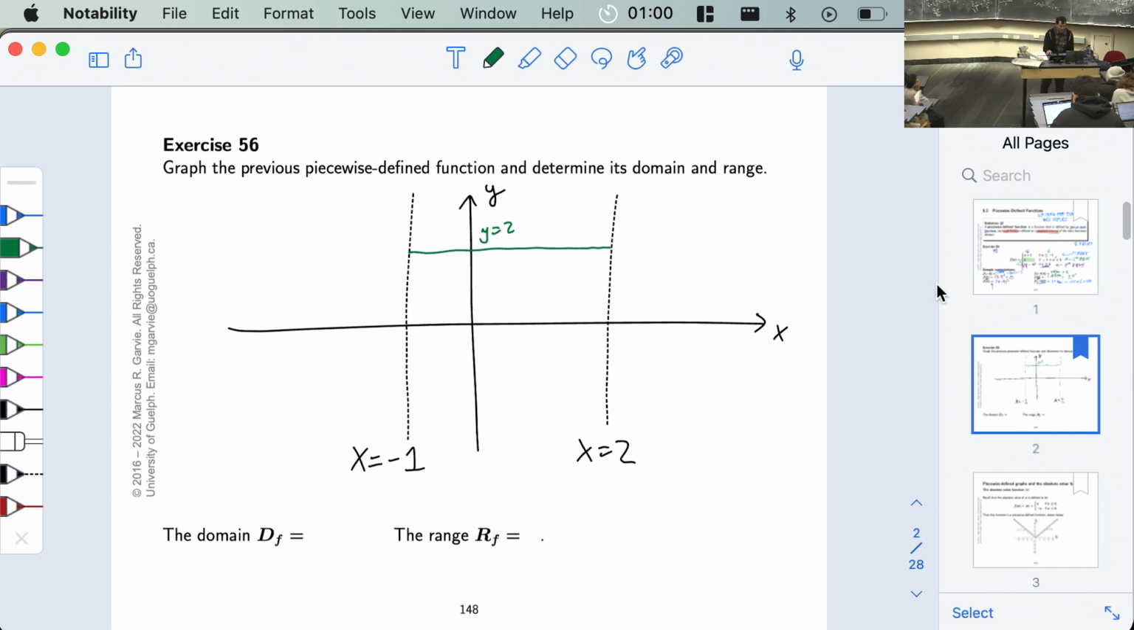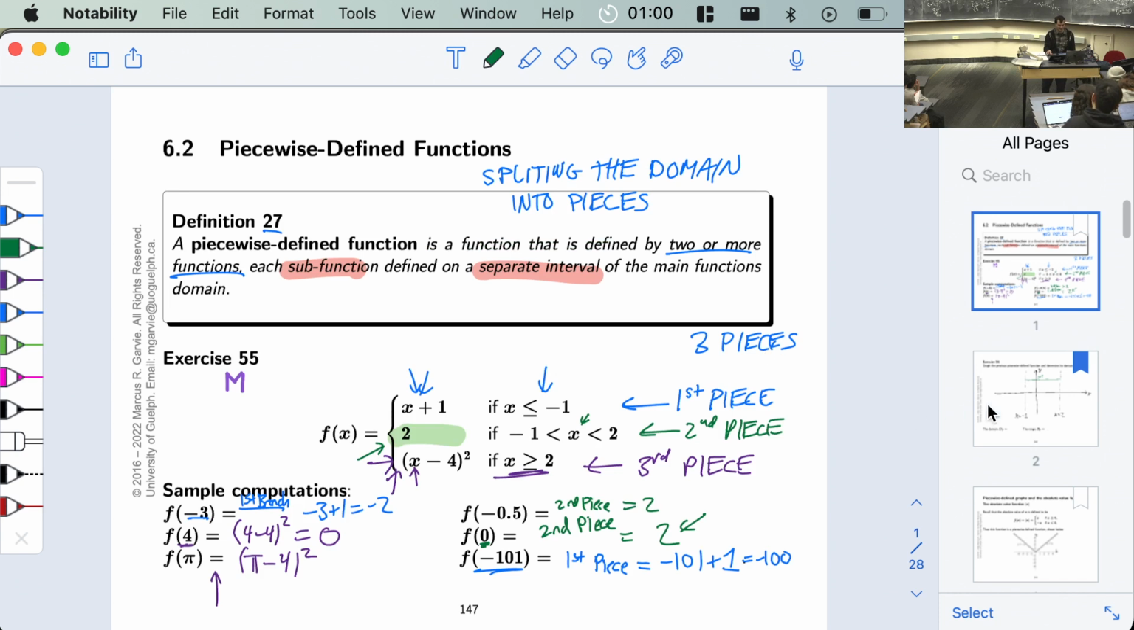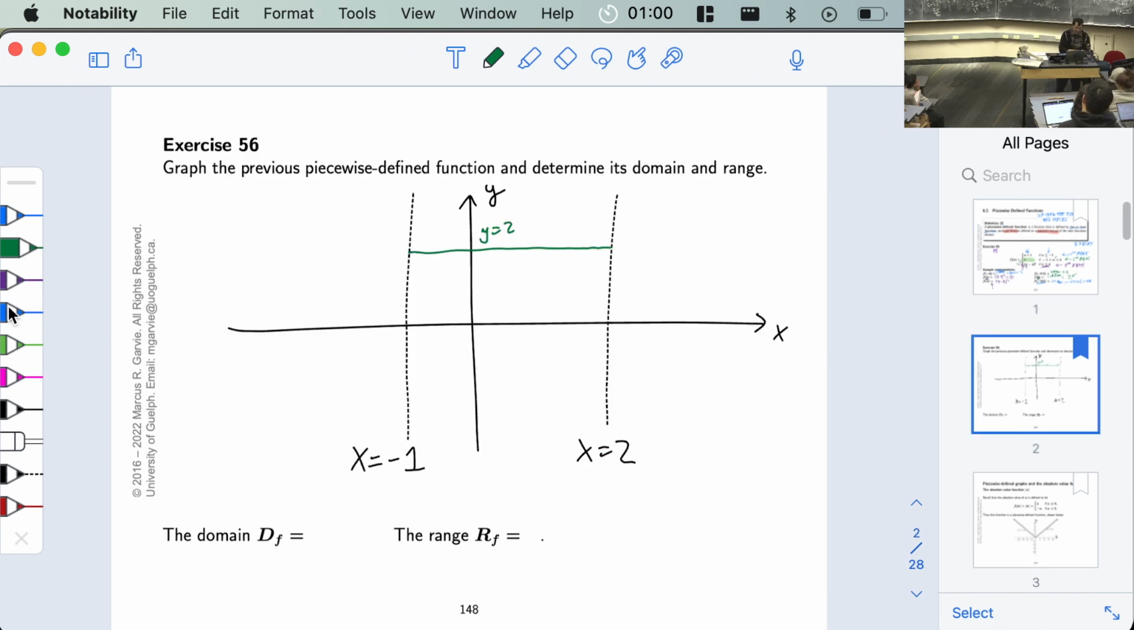Let's do the first piece next. In blue, let's do the function x plus 1. So what you got to do is draw a graph of x plus 1 goes here.